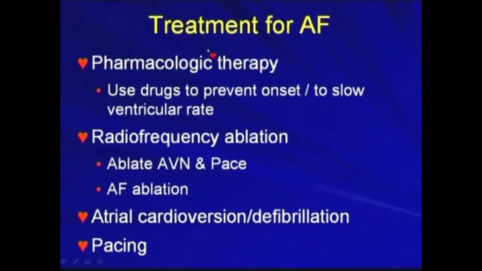How about the treatment for this commonest arrhythmia? Pharmacological therapy is still the mainstay of therapy. We can use drugs to prevent the onset or to slow down the ventricular rate. We can perform radiofrequency ablation. We can ablate the AV node and then put in a pacemaker, so-called ablate and pace. And nowadays, we can also do radiofrequency ablation for atrial fibrillation.